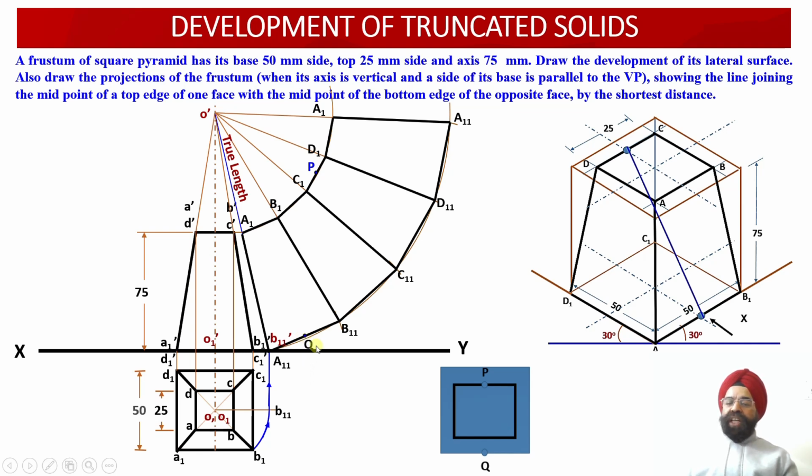So now onto the development, we are required to join points P and Q. Once we join points P and Q onto the developed surface using a string, this string intersects the slant edges C1 C11 and B1 B11 at the points R and S respectively.